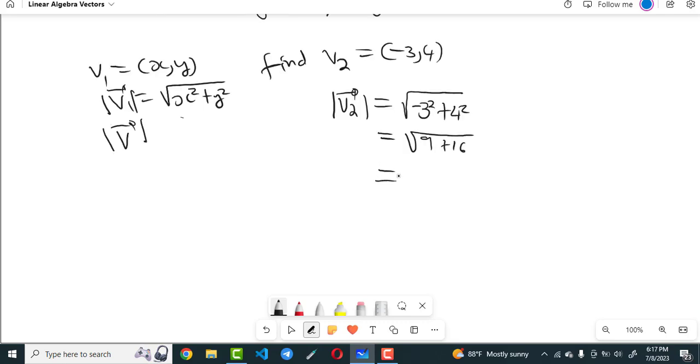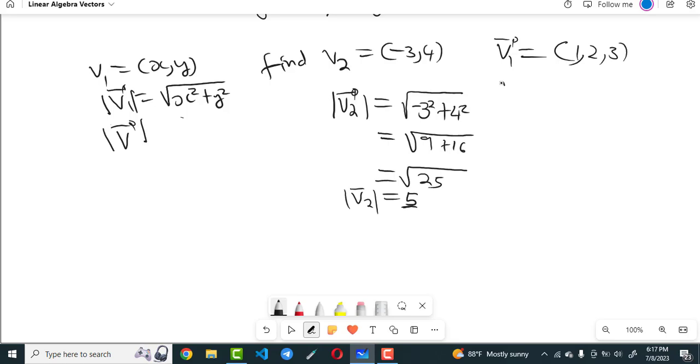Then if we add the 2, 9 plus 16, we get 25. And the square root gives us 5. So the magnitude of v2 here is 5. If it is a vector in 3 dimensions, it is the same. For example, let's say vector 1 is equal to position vector 1, 2, and 3.